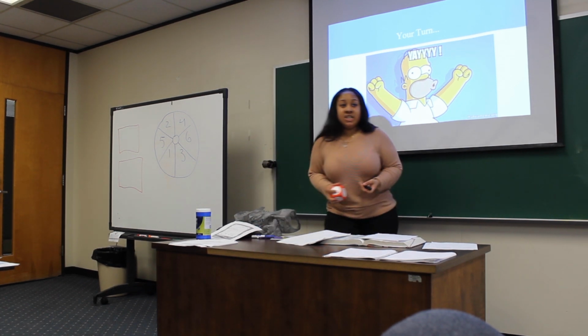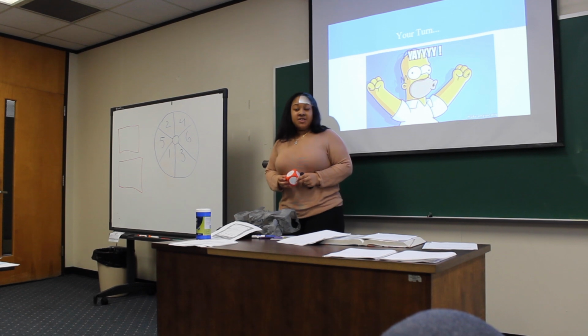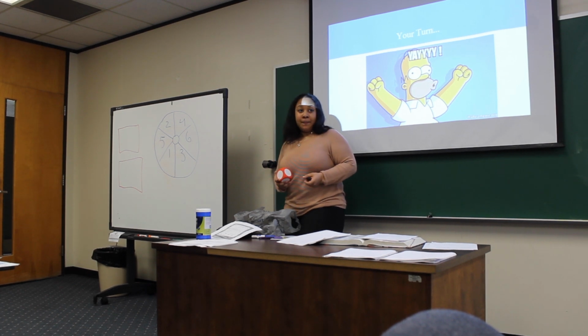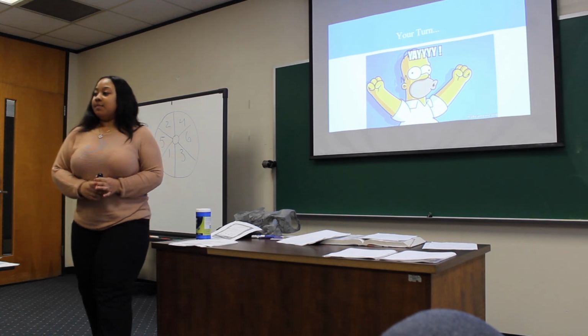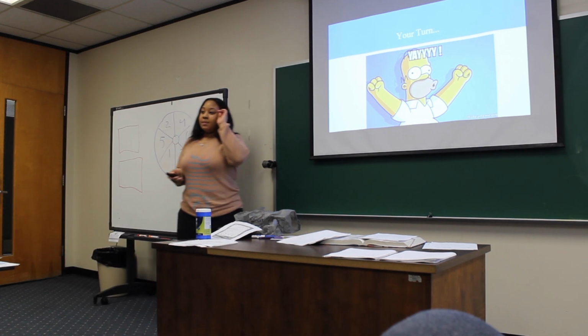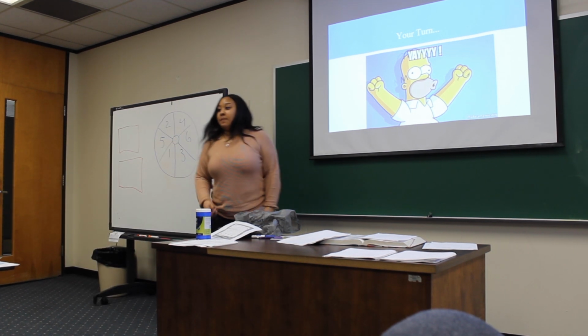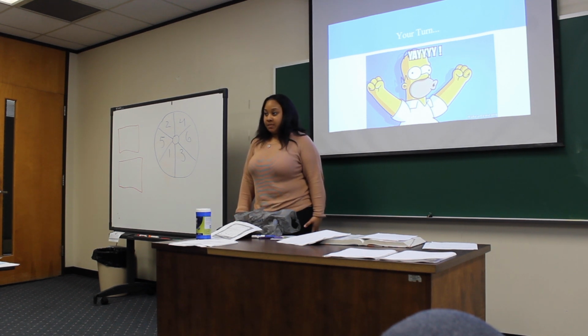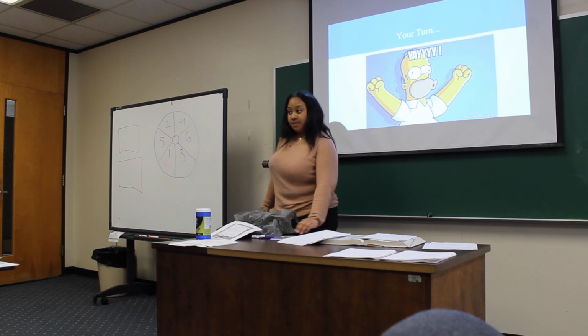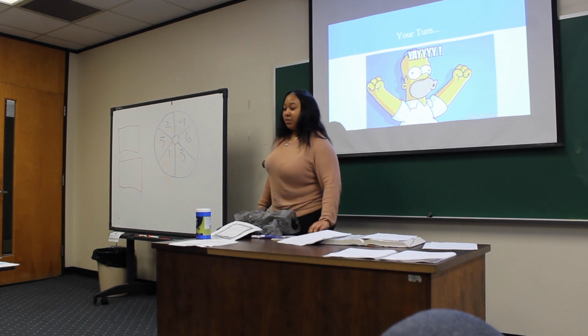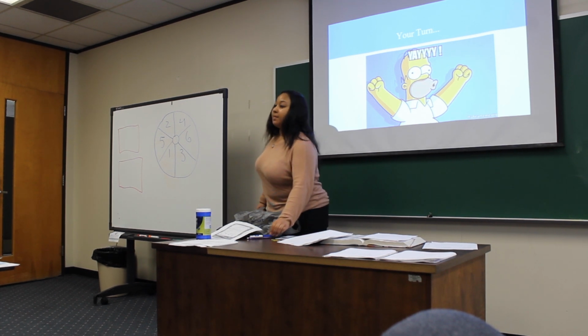Do I have any volunteers to share their answer that they obtained from their spinner? So when I spun for the first one, I got the lengths of 4 and 3, which gave me the area of 12. Okay, and how do you find that? Multiplying 4 and 3. And what are those numbers called? Length and width. Good job.